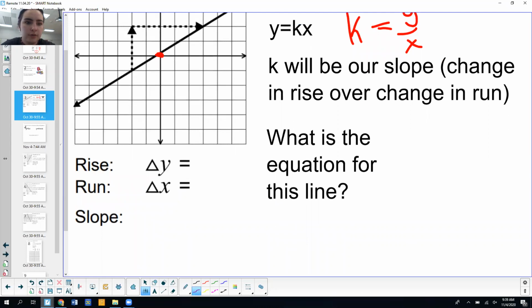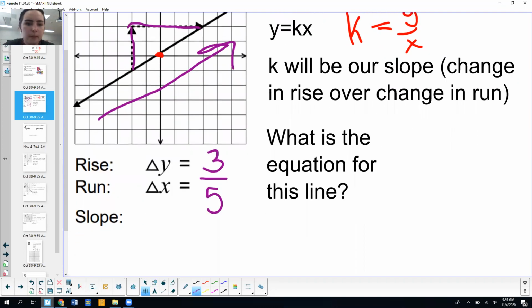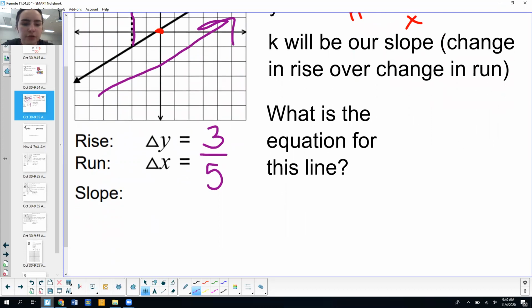We're going to do what we did in our do now. Already I can tell it's a positive line, it's going up, so our slope should be positive. We're going to go up 1, 2, 3, so +3, and then we're going to the right 1, 2, 3, 4, 5. So 3 over 5. We're rising 3 and we're running 5. That's what that means: change in y over change in x. And remember, that's what those triangles mean. That's something you'll see in high school, those triangles.